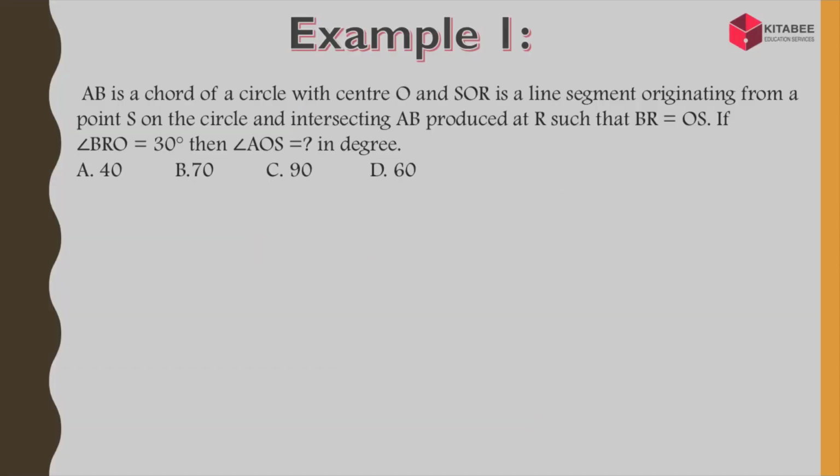So the first problem says, AB is a chord of a circle with center O and SOR is a line segment originating from the point S on the circle and intersecting AB produced at R such that BR is equal to OS. If angle BRO is equal to 30 degrees, then what is the measure of angle AOS? And you have been given the 4 options. So see, this is a problem on geometry, and basically what we can see is this is primarily a problem on circles.